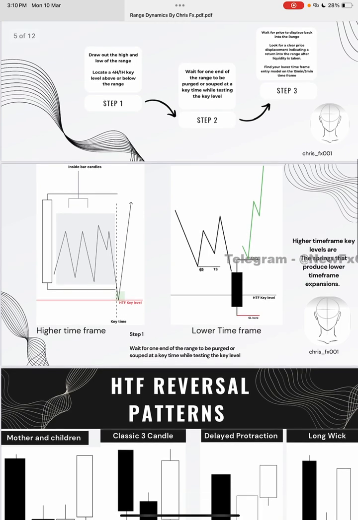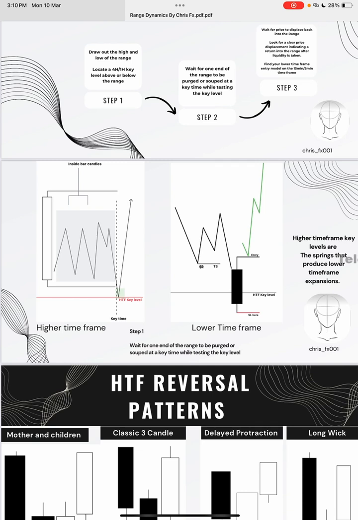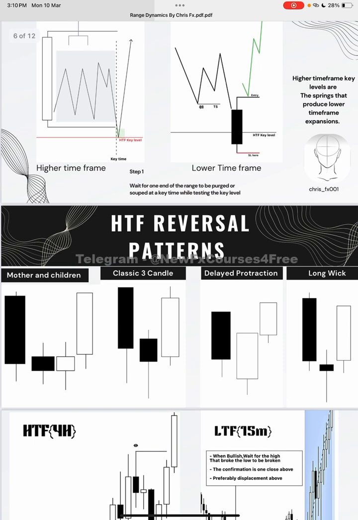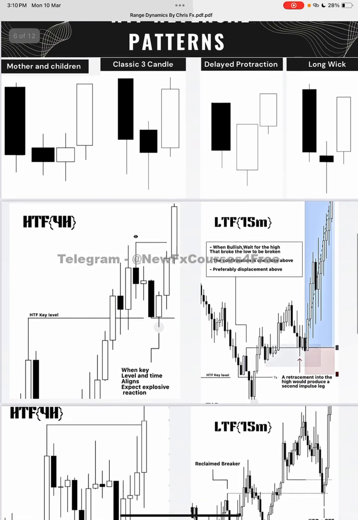Higher time frame key levels are the springs that produce lower time frame expansion. What this actually means is that you need your higher time frame to be actually able to work on the lower time frame. Wait for one end of the range to be pushed or souped at a key time while testing the key level. Here are some higher time frame reversal patterns: the mother and the children, the classic 3 candle, delayed protraction, and your long wick.